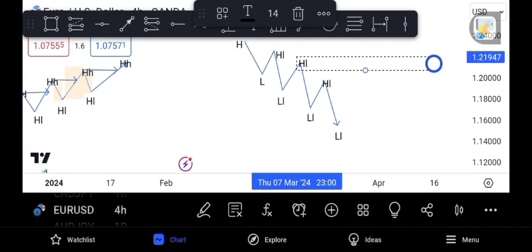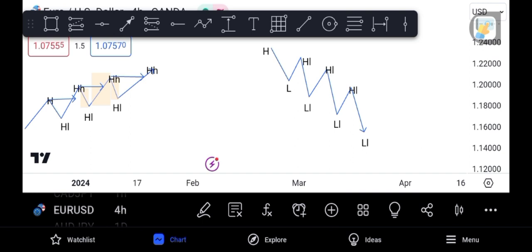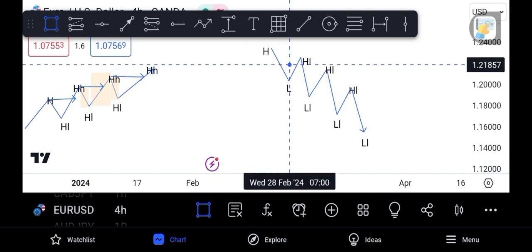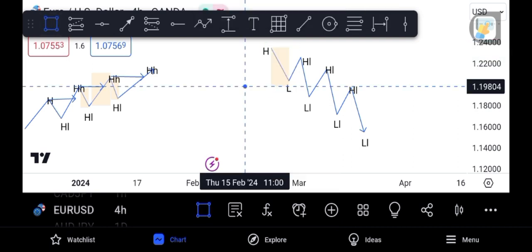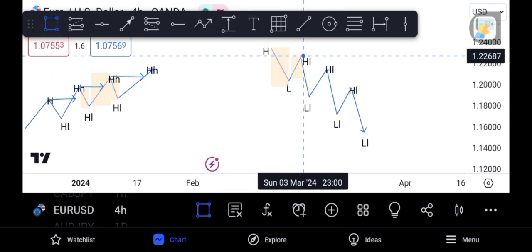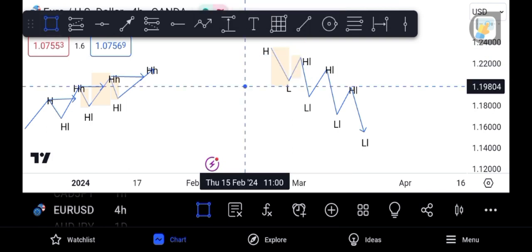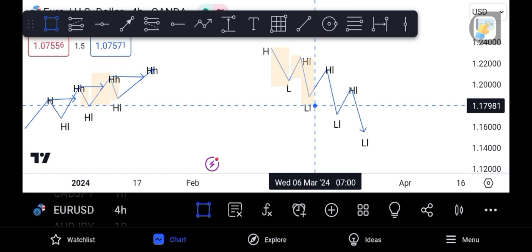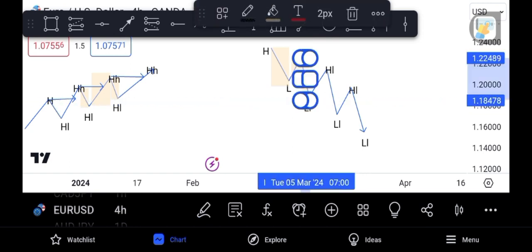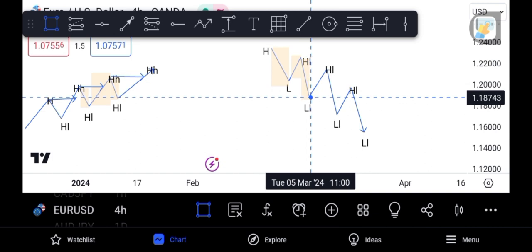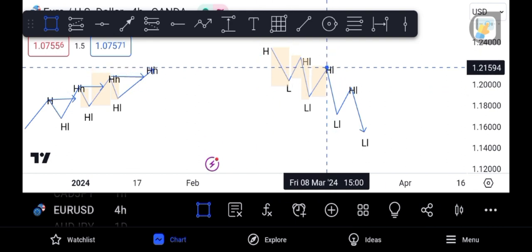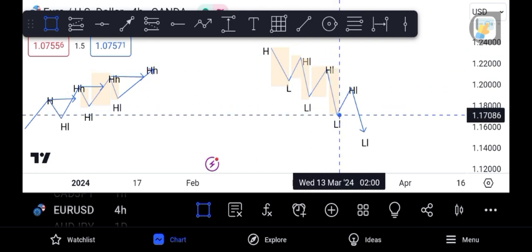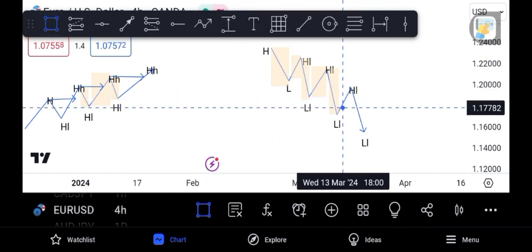The next thing is that we need to see an impulse move to the downside, then a correctional move to the upside. This is typically an impulse move to the downside, then a correctional move to the upside. Impulse move to the downside, correctional to the upside. Impulse move to the downside, correctional to the upside.